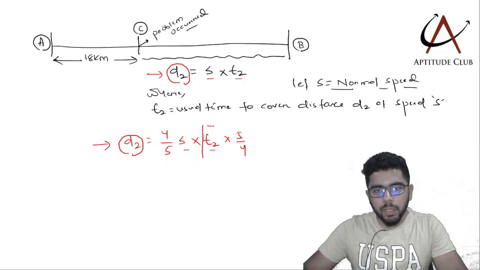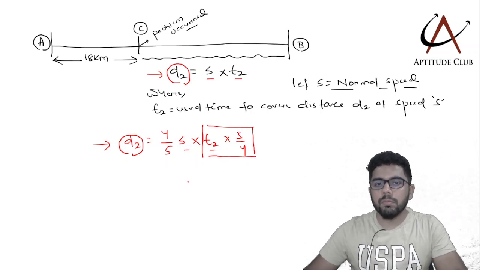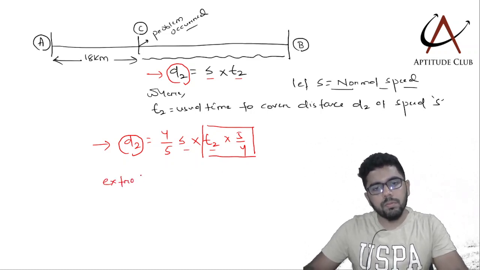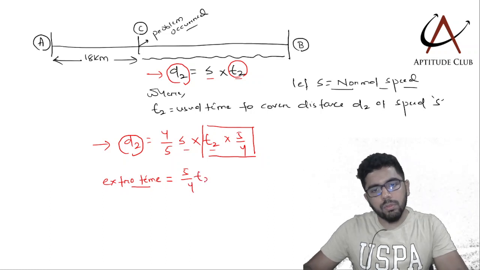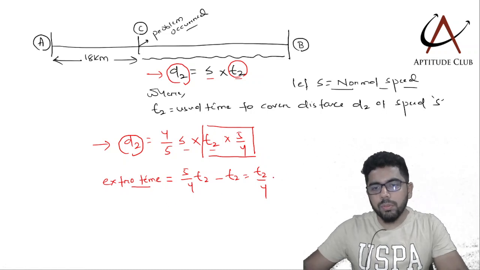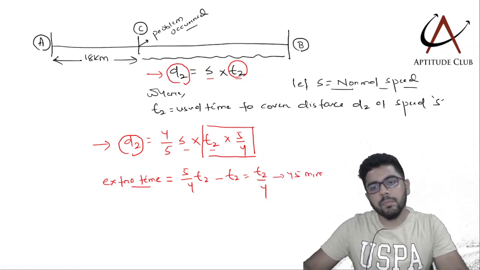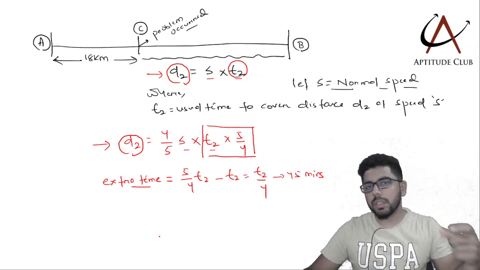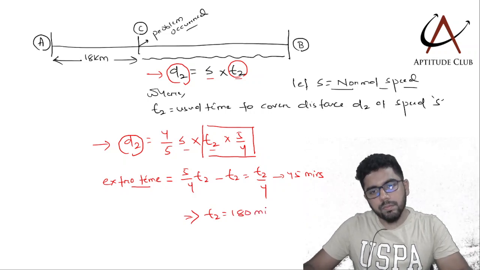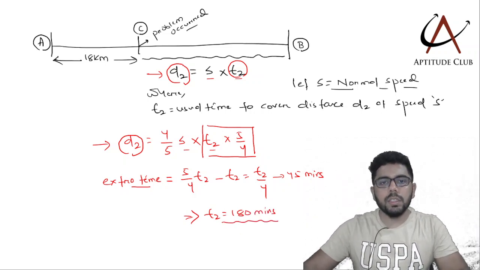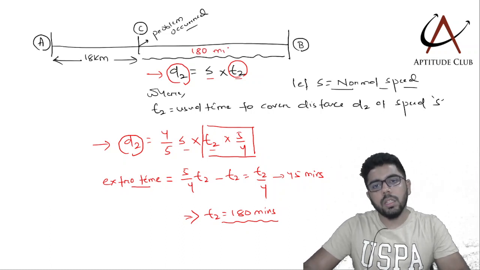That means this 5 by 4 into T2 is my new time. So what is the extra time? Earlier the time was T2, now it is 5 by 4 T2. So 5 by 4 T2 minus T2, I can say the extra time is T2 by 4. T2 by 4 in the question is given as 45 minutes. The car reached its destination 45 minutes late. So I can write, T2 is 180 minutes. 180 minutes is the normal time that the car would take traveling at its usual speed to cover this distance CB.